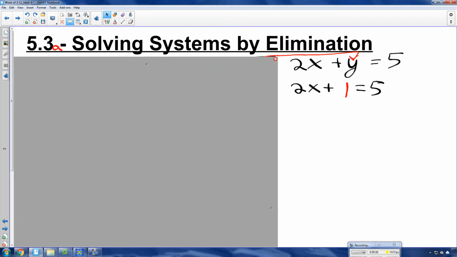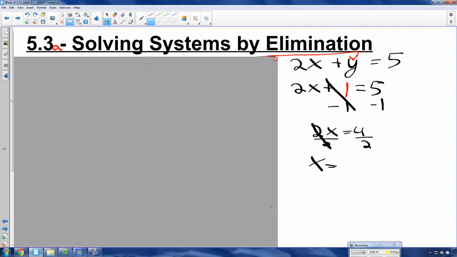So all we need to do is focus on that equation and solve that equation. I'm going to subtract 1 from both sides. I'm going to have 2x is equal to 4. I'm going to divide by 2. I'm going to have x is equal to 2.